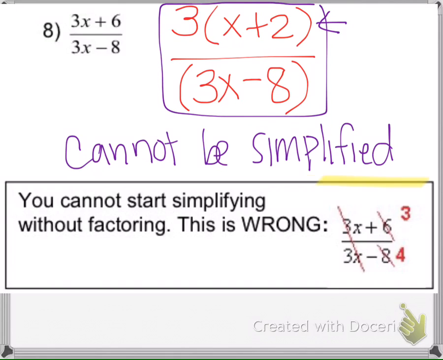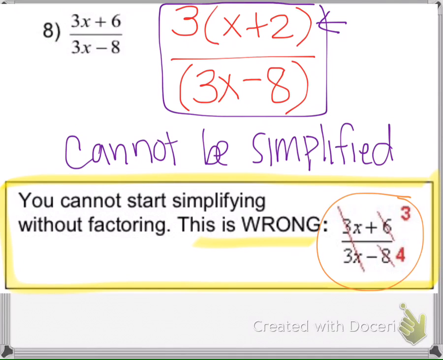So I also want to make sure it's very clear that you cannot simplify in this manner. You cannot say, oh, 3 and 3, because it's not 3 and 3. It's 3x plus 6. So to cross out a 3x plus 6, we need another 3x plus 6. So you cannot do this here. You have to factor and then cross it out if it's identically the same.